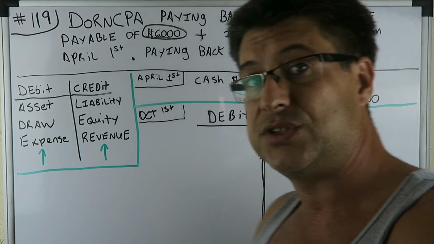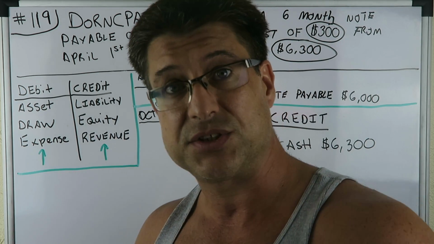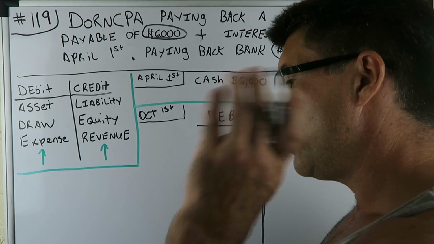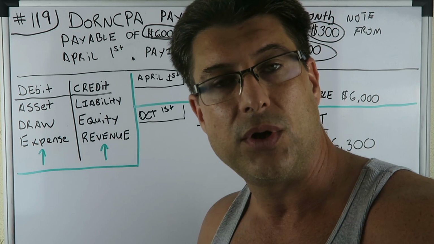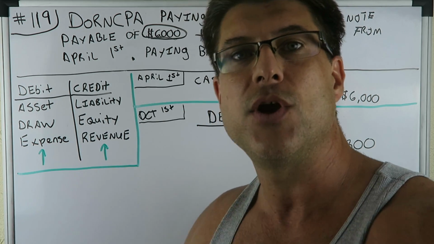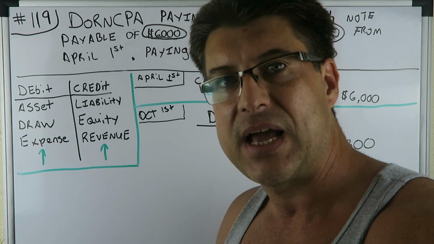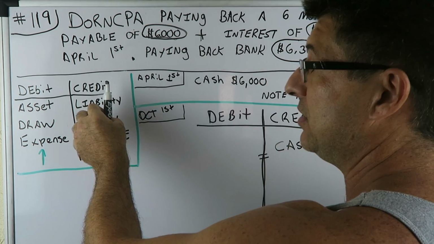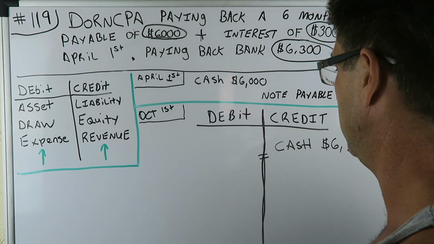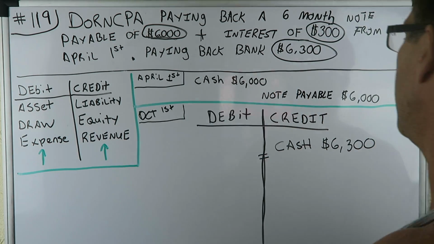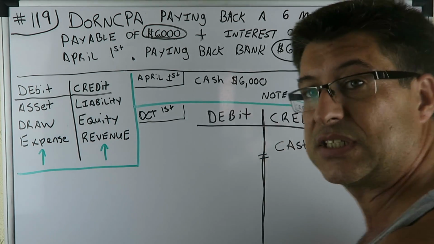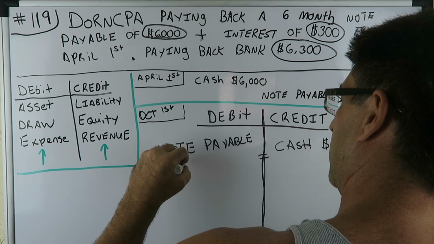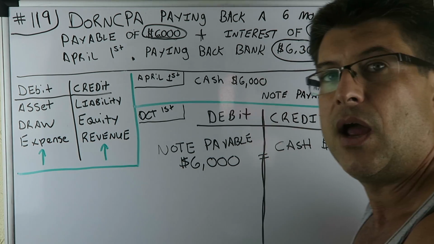It was $6,000. Our note payable was $6,000. Now you're paying off that whole note payable, so you're lessening the liability. If the liability is going up, we'd credit it, but we're lessening the liability, so we're gonna debit it. So we're gonna debit note payable in its entirety for $6,000. Note payable, $6,000. Are we done?